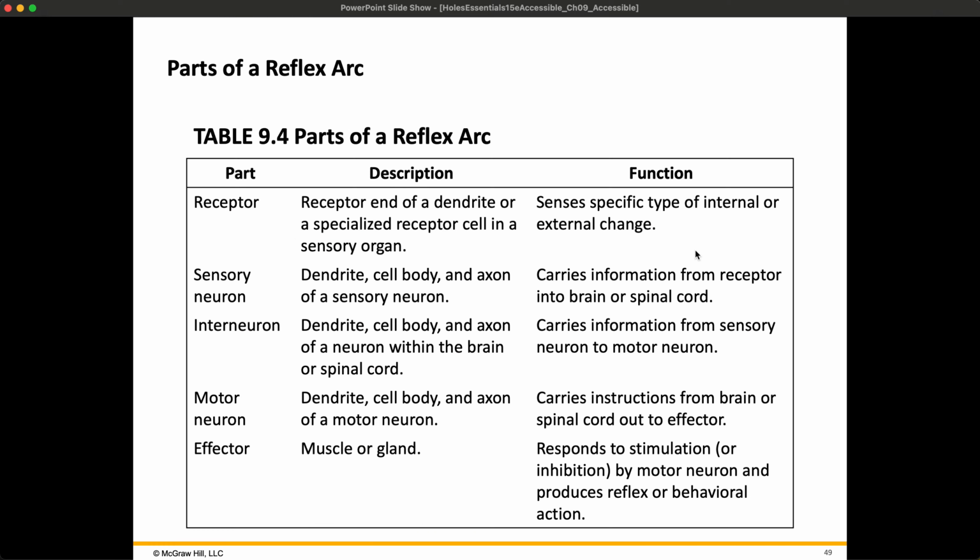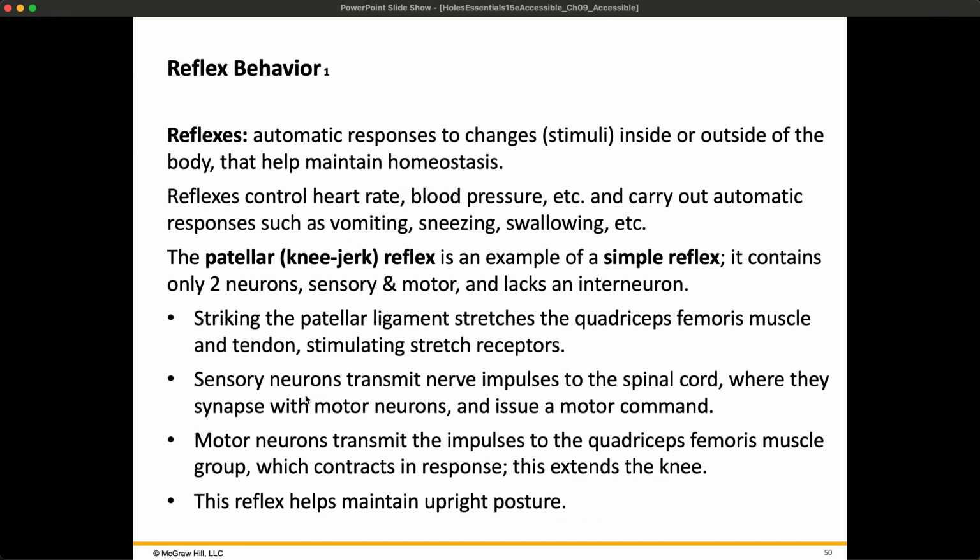You should definitely read through this and be familiar with the part, the description, and the function of the different structures within a reflex arc. So reflexes are automatic responses to changes inside or outside the body, helping to maintain homeostasis. So the knee-jerk one is one of those. That's a very simple reflex, but things like heart rate, blood pressure, your breathing reflexes, vomiting, swallowing, sneezing, all of those are reflexive actions.